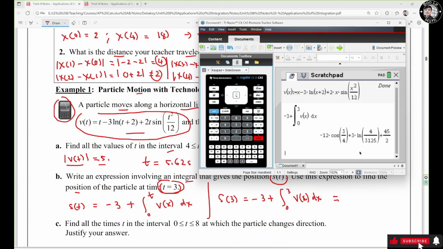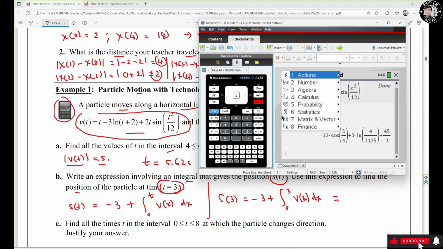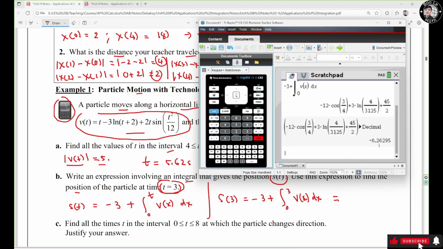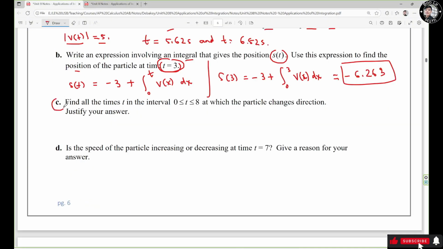You need to convert this one to decimal, right? So I hit menu, number, convert to decimal, hit enter. The answer is right here. Negative 6.295, right? Now let's move on to question C.